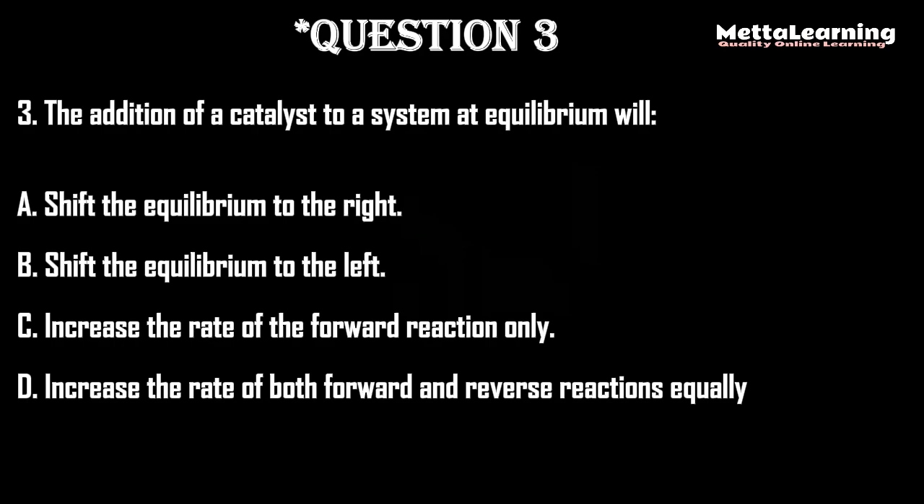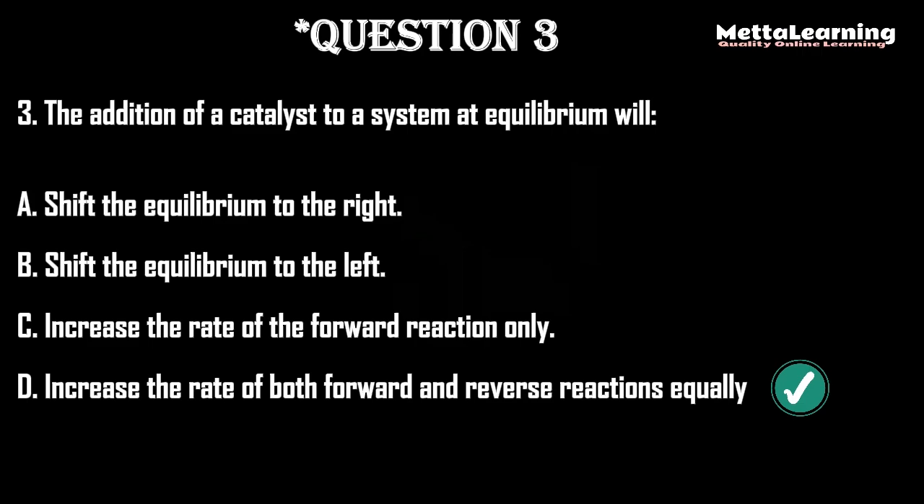The addition of a catalyst to a system at equilibrium will: A, shift the equilibrium to the right, B, shift the equilibrium to the left, C, increase the rate of the forward reaction only, and D, increase the rate of both the forward and the reverse reaction equally. The correct answer here is option D, which is increase the rate of both the forward and the reverse reaction equally.